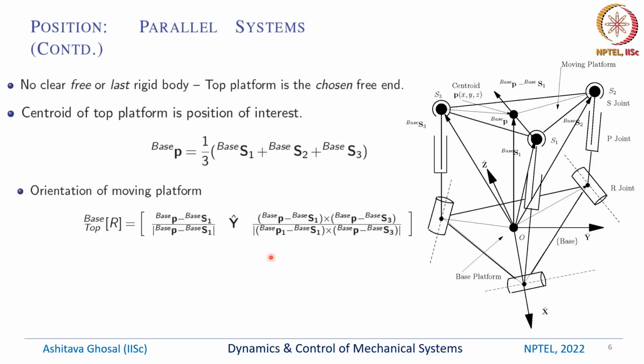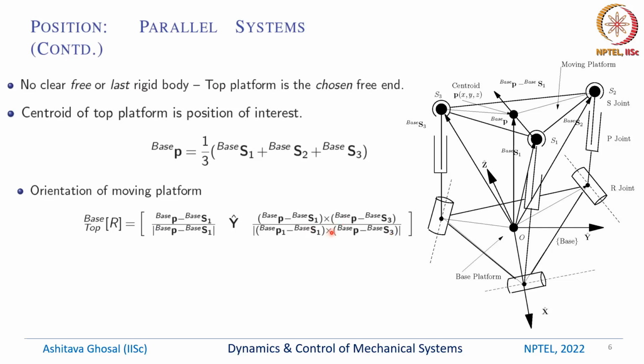We can also find the normal to this plane. So we can find base P minus base S1, which is this vector. We can also find base P minus base S3, which is another vector along this direction, and the cross product of these two vectors will be normal to this plane. Again, we can divide by the magnitude to make it a unit vector.